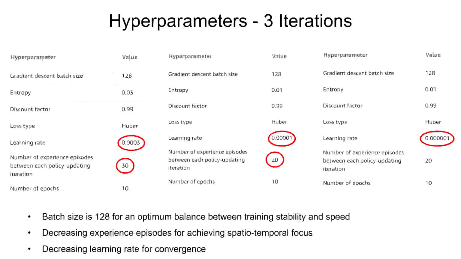I have progressively reduced the number of experience episodes to improve the training time, and to reduce overfitting. And then the number of epochs for each episode was selected to be 10, which was the default.